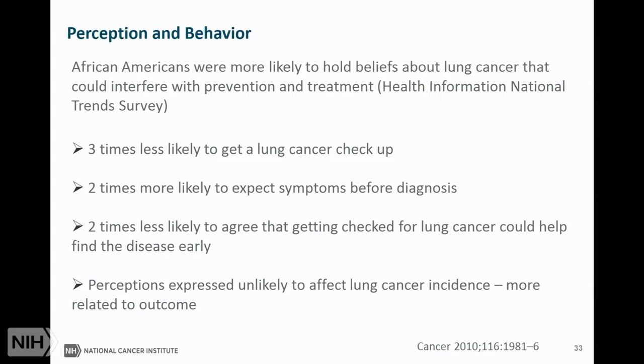And again, this is an example from lung cancer. But what it shows is that perceptions and behaviors are very important. In terms of lung cancer, this is data from the Health Information National Trends Survey, and they found that, again, going back to beliefs and symptoms, a lot of people expected there to be symptoms associated with lung cancer before you would actually have a diagnosis. And of course, we know that's just not the case.